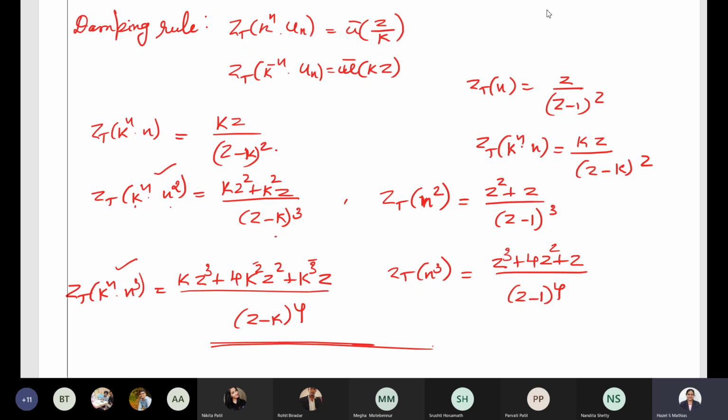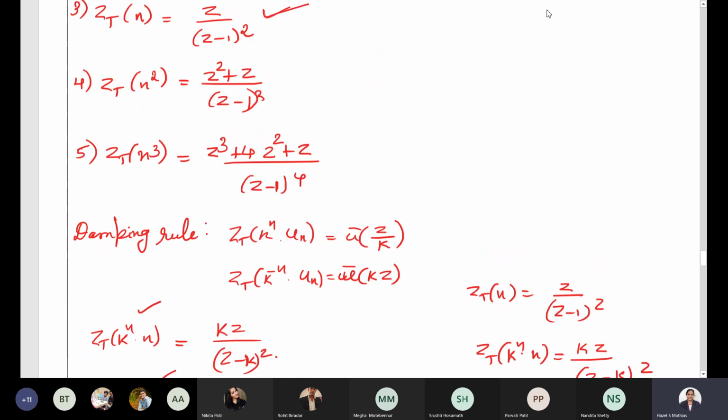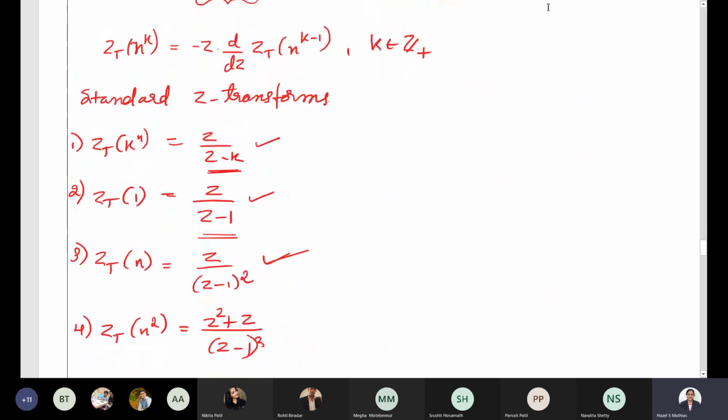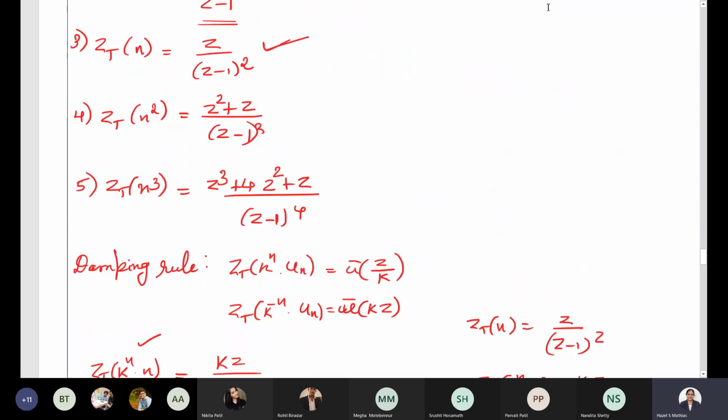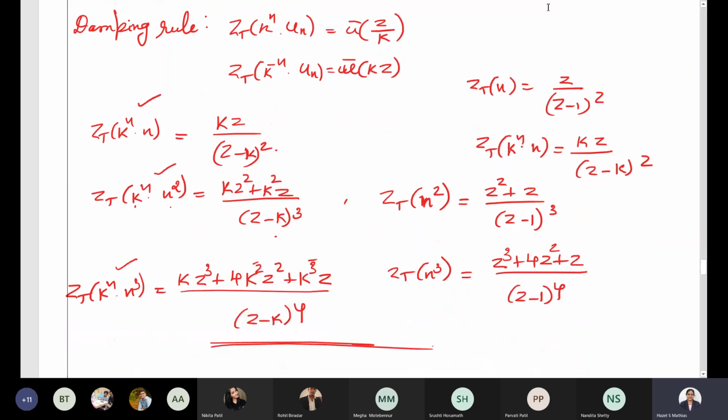Remembering this also is important. Remembering these damping rules and their applications are also important. These are required while solving the difference equation as well as the questions based on Z transform. For now, you all need to study this and come tomorrow so that it will be easier for us. Standard Z transform, damping rule, and applications of damping rule.